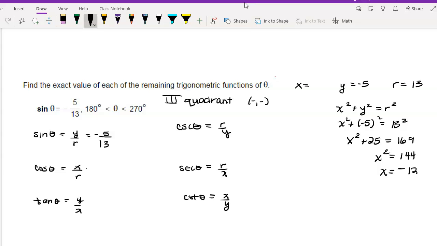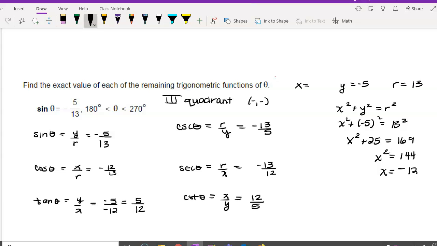Now it's just filling out our ratios. We get negative 12 over 13 for cosine. For tangent, we get negative 5 over negative 12, which is the same as 5/12 because two negatives make a positive. Then we'll do our inverse functions, and we get negative 13 over 5, negative 13 over 12, and 12/5, because it is just the inverse functions.